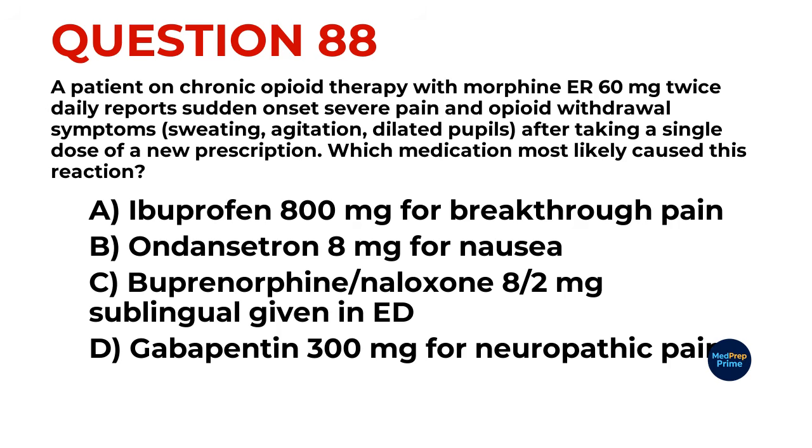Option A. Ibuprofen 800 mg for breakthrough pain. Option B. Ondansetron 8 mg for nausea. Option C. Buprenorphine-naloxone 8 to 2 mg sublingual given in the ED. Option D. Gabapentin 300 mg for neuropathic pain.